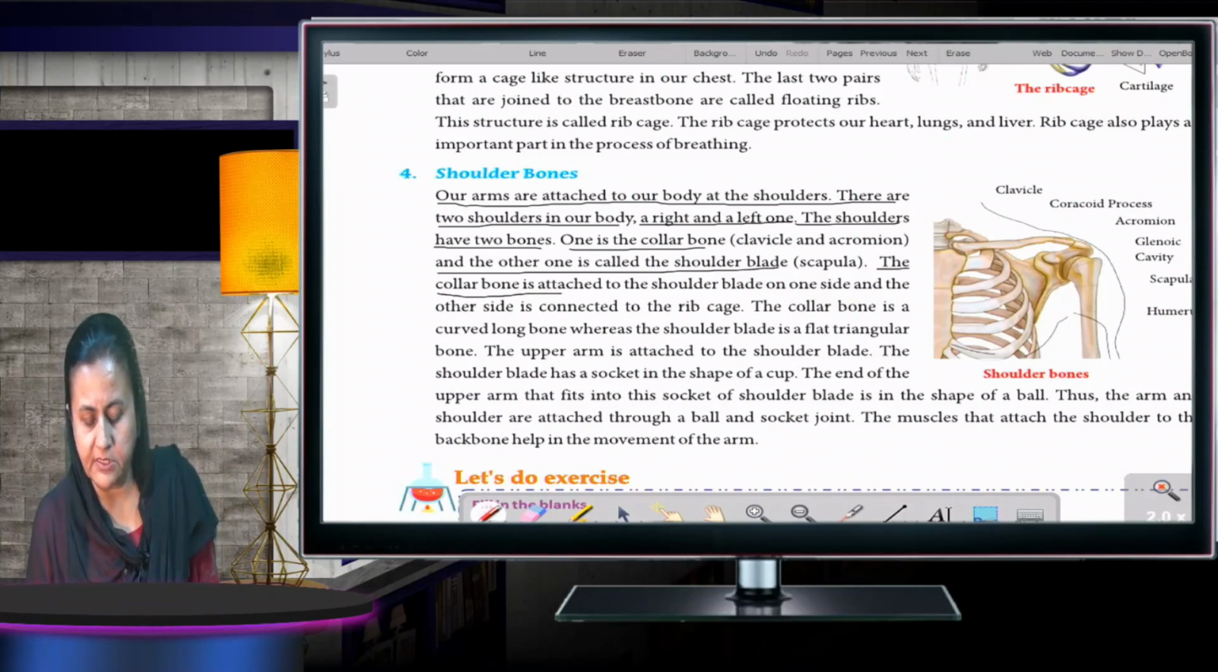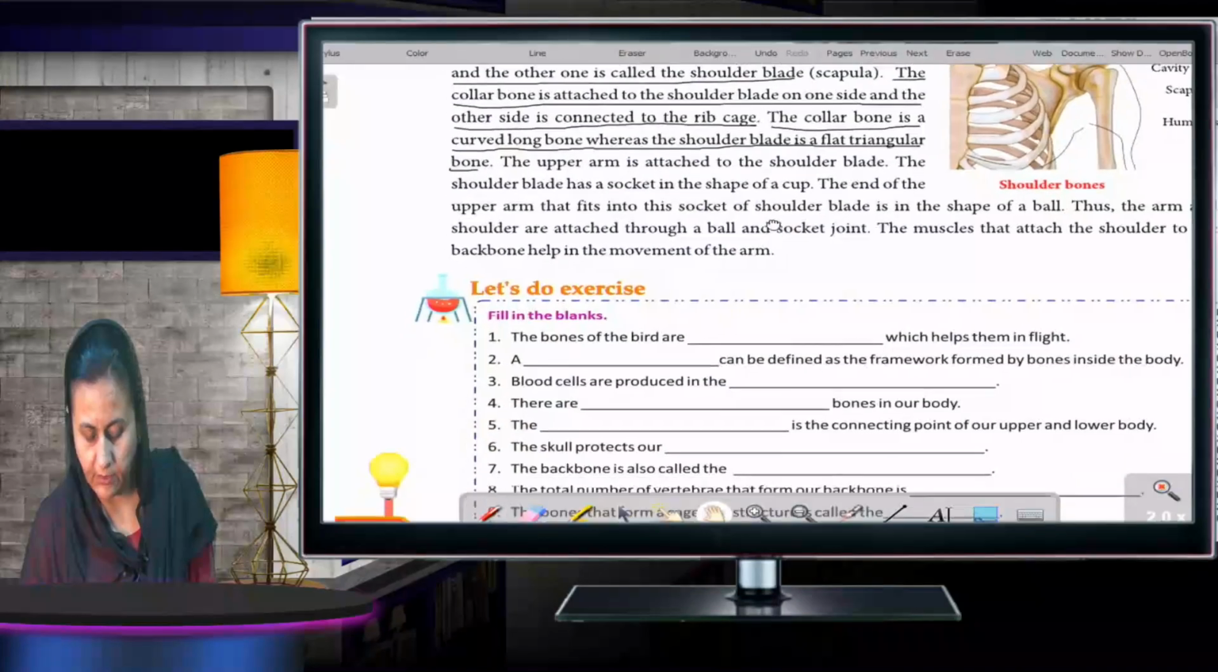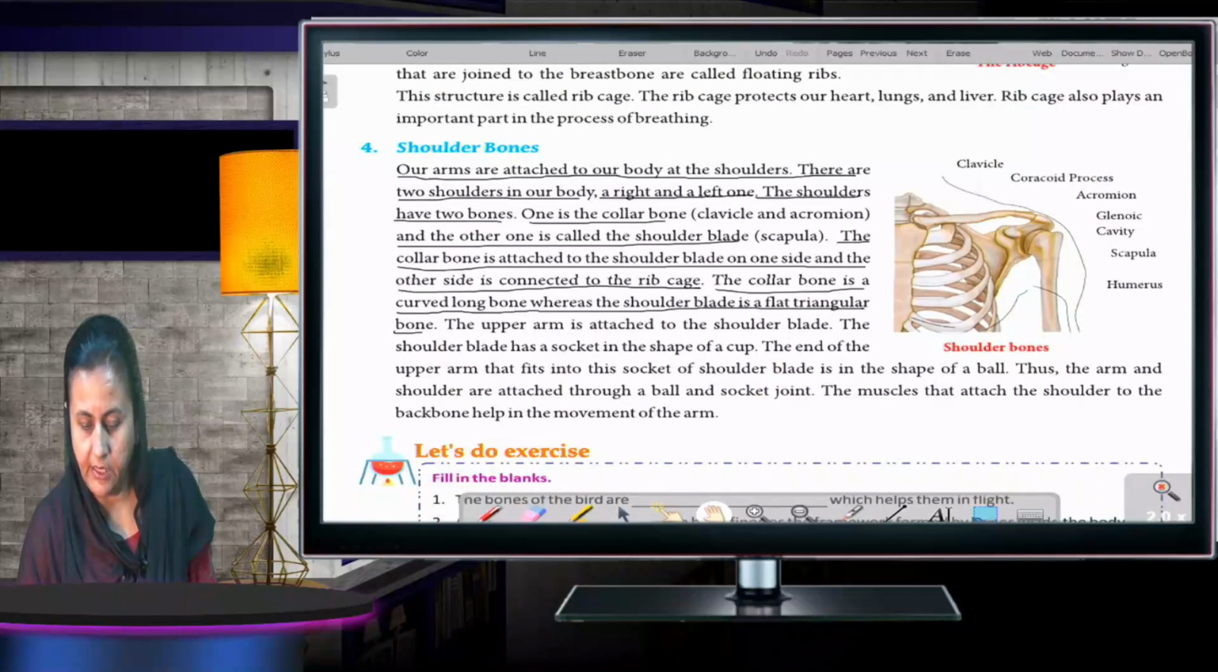The collarbone is attached to the shoulder blade on one side and the other side is connected to the rib cage. The collarbone is a curved long bone, whereas shoulder blade is a flat triangular bone. Okay. Now moving to the next one now. Next page.